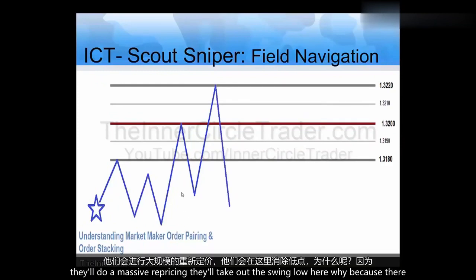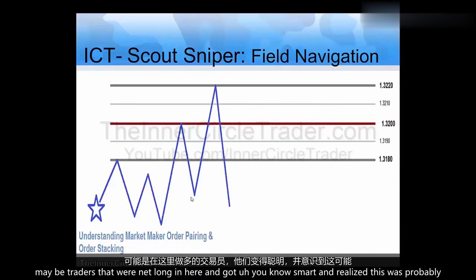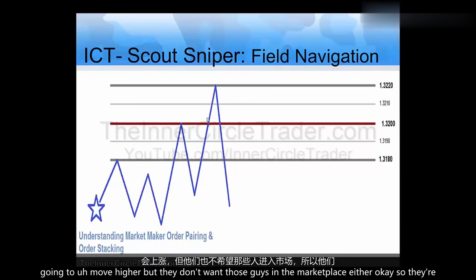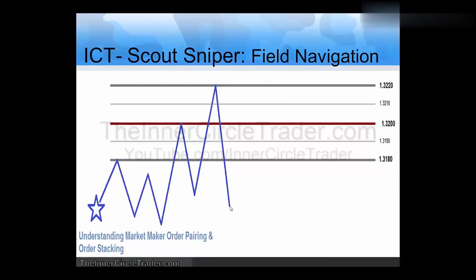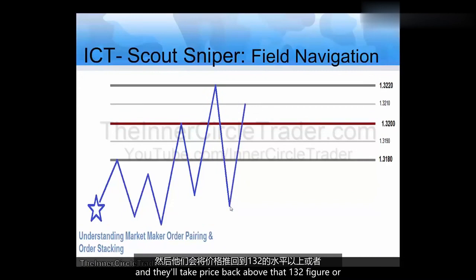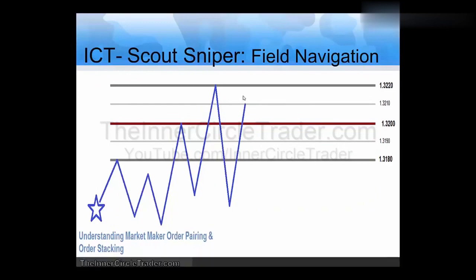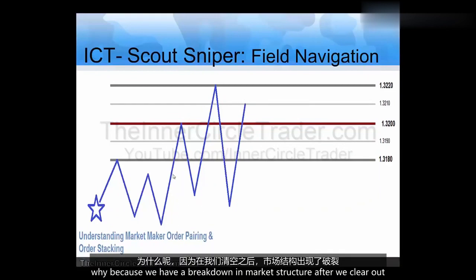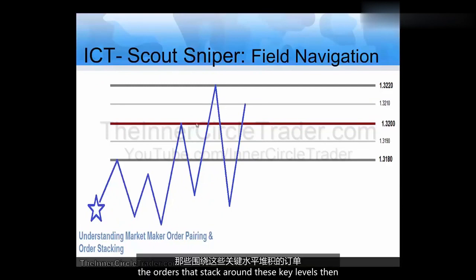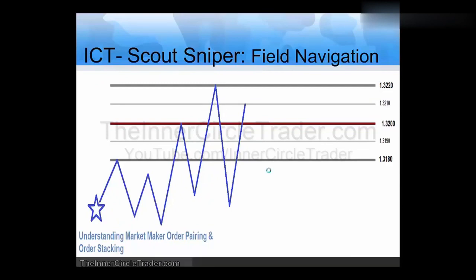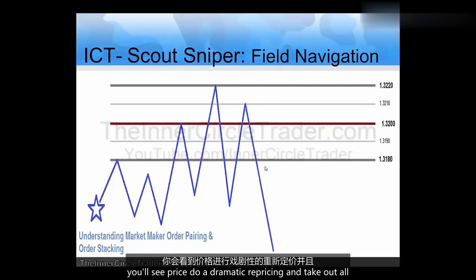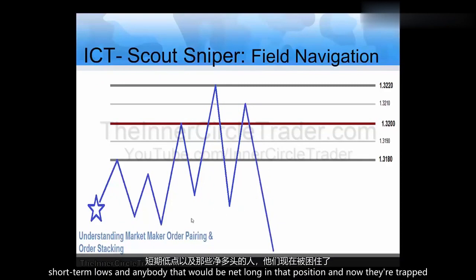They'll do a massive repricing. They'll take out the swing low here. Why? Because there may be traders that were net long in here and got smart and realized this was probably going to move higher, but they don't want those guys in the marketplace either. So they're going to drive those individuals out as well. Then they'll take price back above that 132 figure or right at it. This is typically when the market really makes its pattern of going short. Why? Because we have a breakdown in market structure after we clear out the orders that stack around these key levels. Then you'll see price do a dramatic repricing and take out all short-term lows and anybody that would be net long in that position, and now they're trapped.